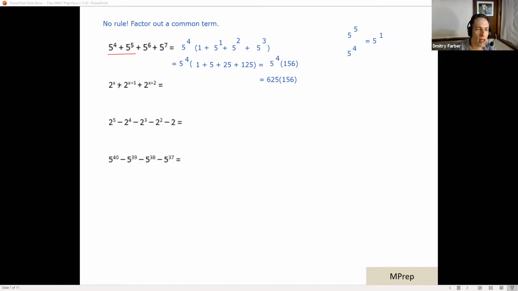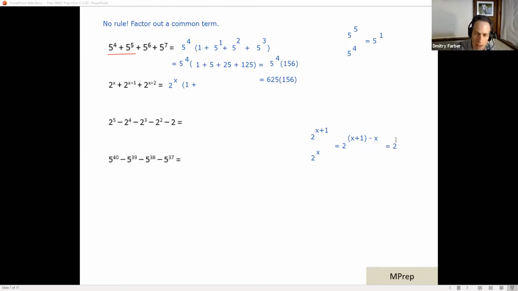So we could do the same thing if the powers are unknown. I can pull out whatever x is. I can pull out a 2 to the x and say, all right, well, 2 to the x goes into itself once. How many times will it go into 2 to the x plus 1? How do I get from 2 to the x to 2 to the x plus 1? If I do the division again, 2 to the x plus 1 over 2 to the x, I'll get 2 to the x plus 1 minus x, which is 2 to the 1.